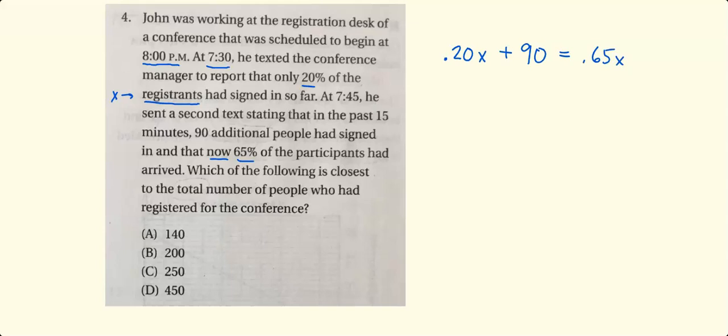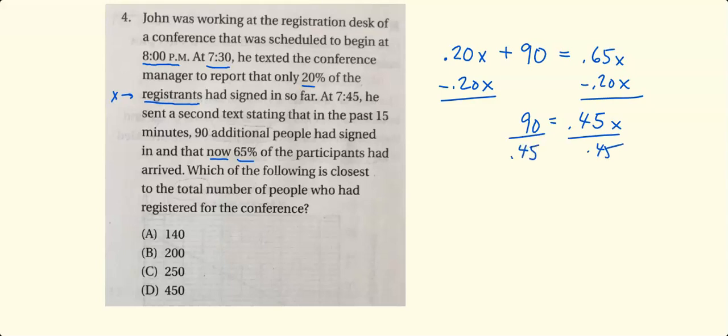So this is simply a matter of solving for X, subtracting 0.20x from one side and 0.20x from the other side, and we're going to end up with 90 equals 0.45x. Then when we divide both sides by 0.45, X is going to equal 200. And so B is the correct answer.